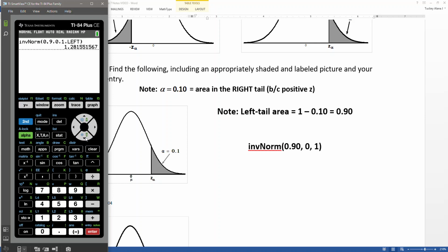Now for you, if you don't have that tail option, it won't say the word left. It'll just have 0.9, 0, 1. For me, I actually have that extra step. So let me show you.